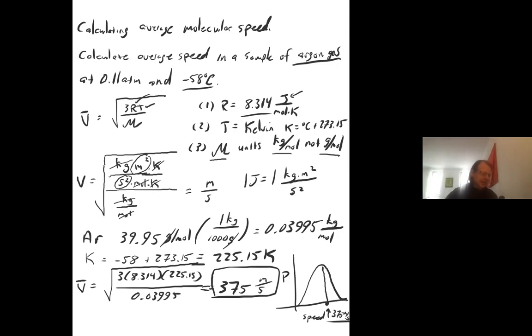Okay. And you're just calculating that one speed on that whole graph. If you wanted to calculate everything on that graph, you'd have to run it through some more complicated formulas that we're not dealing with in this course. Okay, so there you go. So remember, 8.314, temperature in Kelvin, divide by 1,000 to get the units of molar mass in kilograms per mole. Take the ratio, take the square root.